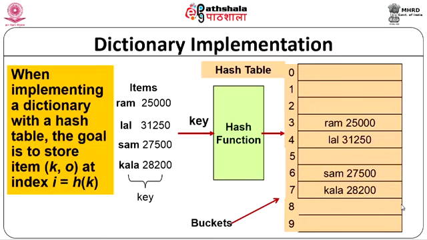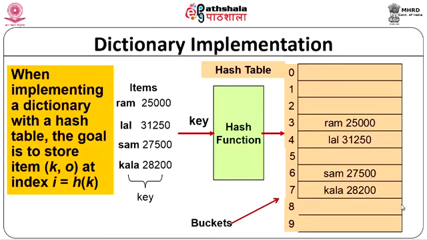So, that is the key of the items, and the key is given to a hash function. Just take it as a black box for now. The indices of the hash table are normally called buckets. Here, for example, Ram has been hashed to bucket 3, Sam to 6, Kala to 7 and Lal to 4. So, this is the hashing that has happened. Remember, we have an object, associated with that object we have a key, and then we take the key and apply a hash function to it to get the index into the hash table.